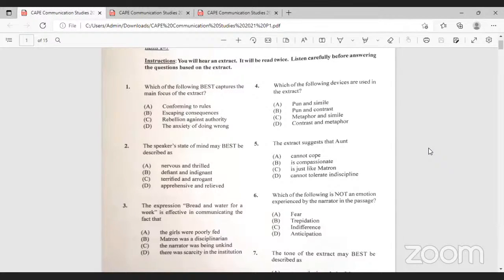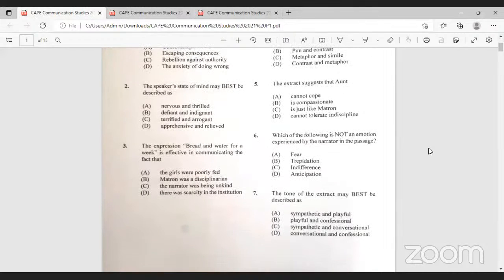is D as in dog. 2 is also D as in dog. 3, bread and water, is B as in boy. Matron was a disciplinarian. 4 is D as in dog. 5 is A as in apple. 6 is C as in cat. And 7 is D as in dog. Right? 2 is D, dog.